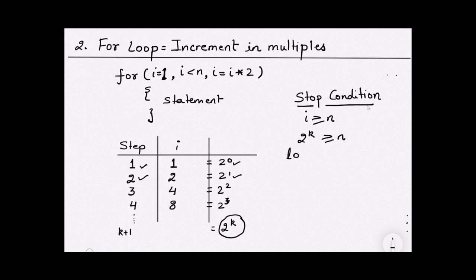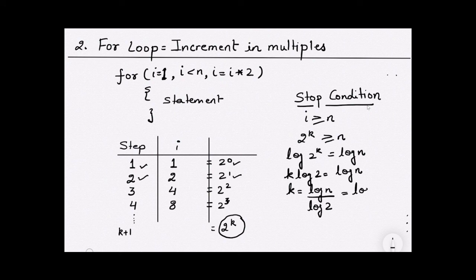Taking log on both sides makes the expression log of 2 raised to the power of k is log n. Simplifying it, we will achieve this expression. Now the value of k becomes log n upon log 2, which is equal to log n base 2. So we can say the time complexity of this program is order of log n base 2.